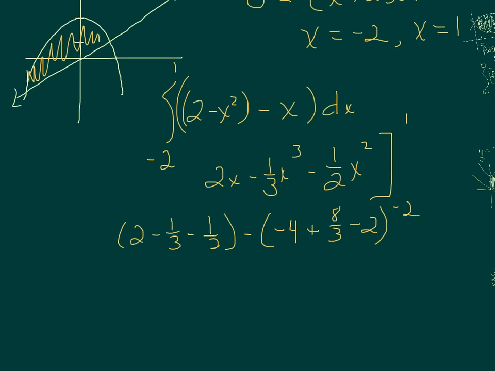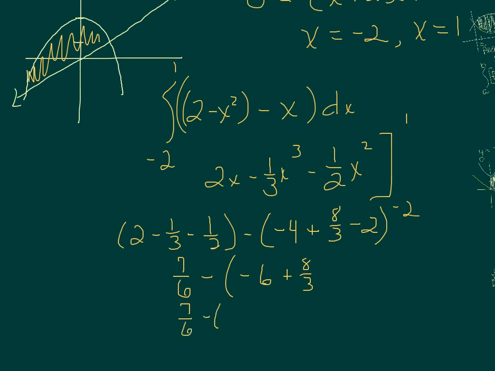All right, so here we have 12/6 minus 2/6, 10/6 minus 3/6 is 7/6. Then the other part is -6 plus 8/3. That's negative 18/3 plus 8/3, which is negative 10/3.